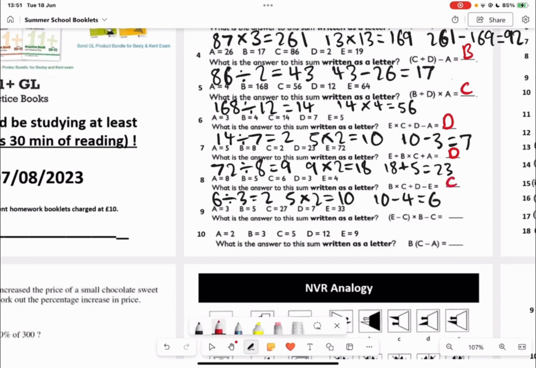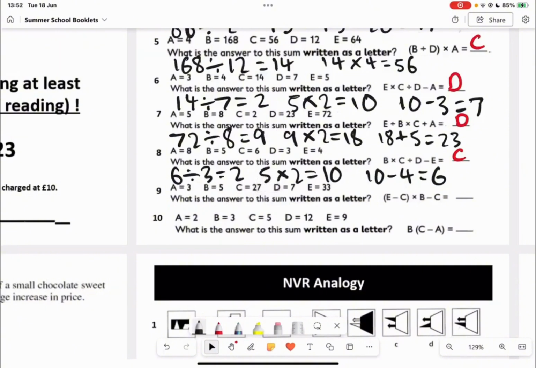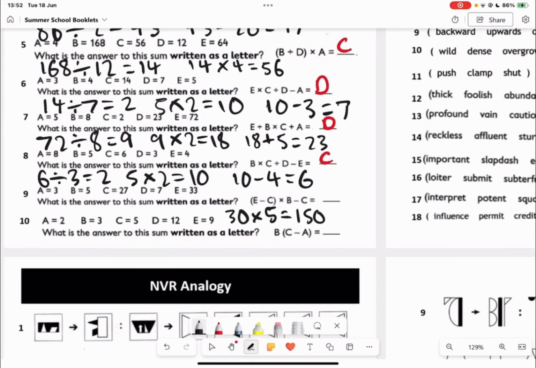Okay, and then we have E minus C, which is equal to 33 minus 3, which is equal to 30. And then we do that multiplied by B, which is 5. So 30 multiplied by 5 is equal to 150. And then we do 150 minus C, which is 27. So 150 minus 27 will be equal to 123.